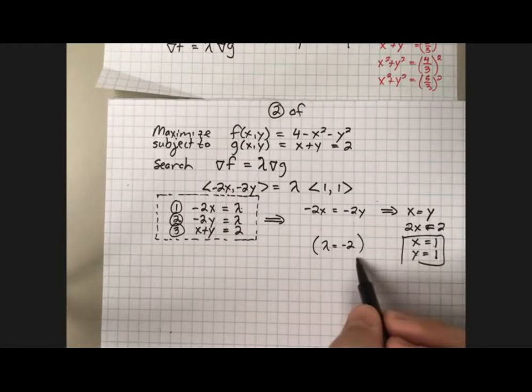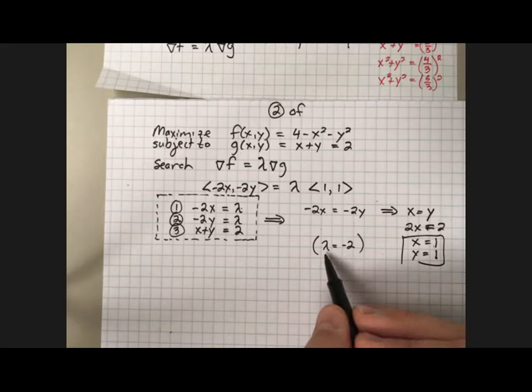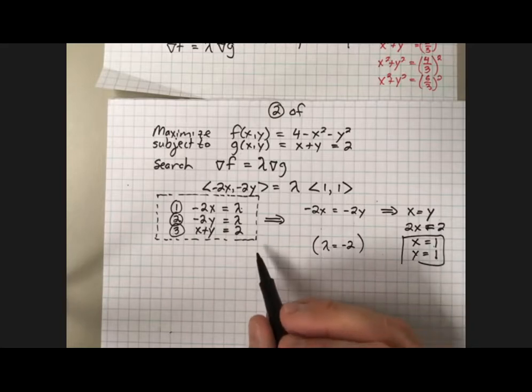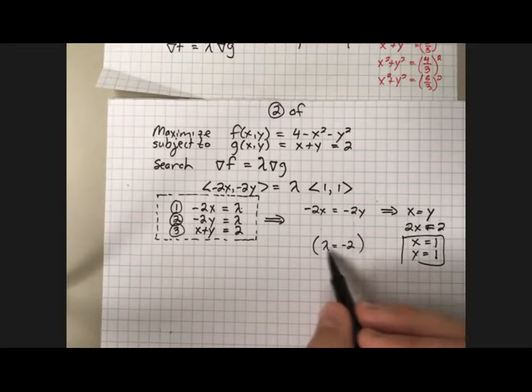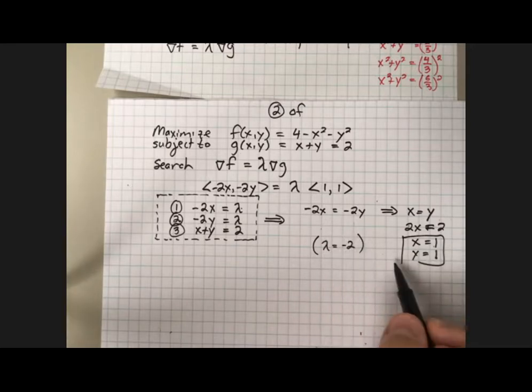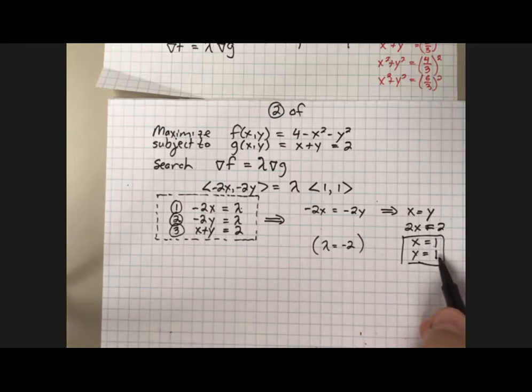But remember, lambda is minus 2. Well, that was the construction that I gave. I invented the lambda to do this problem. Well, Lagrange invented the lambda to do this problem. So the solution to lambda is not necessarily the solution to the problem. The solution to the problem was the place where I had the min or max, right?